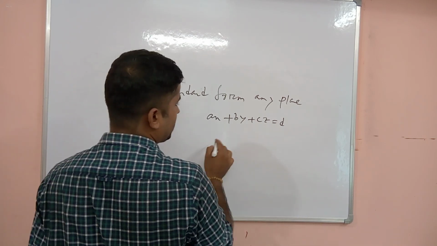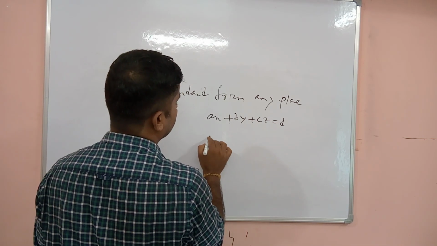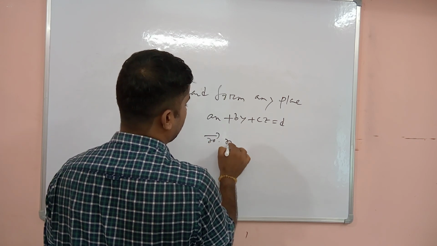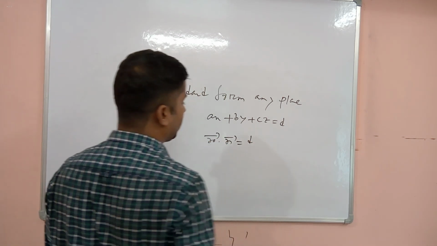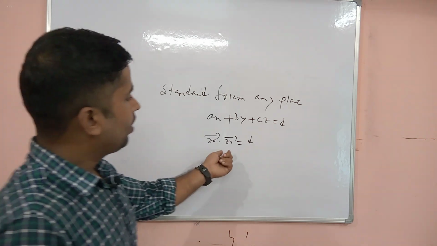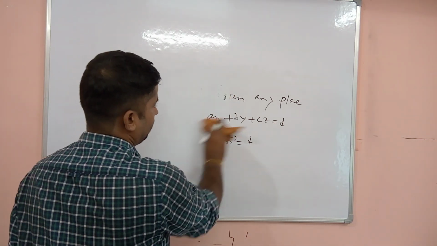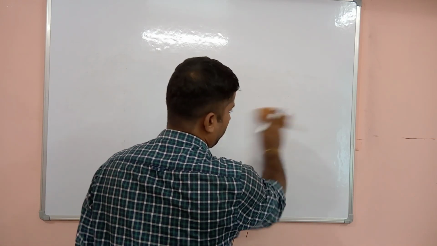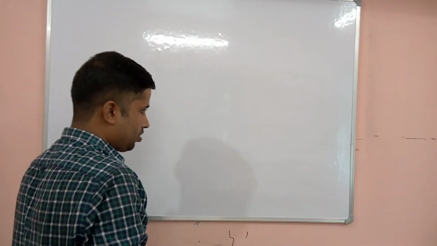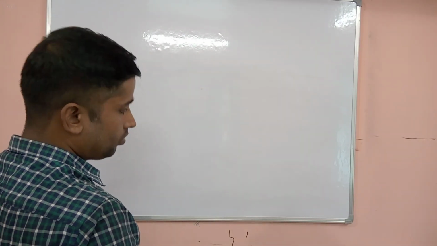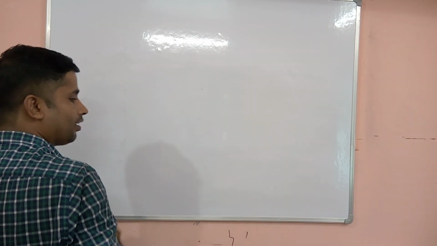Or we can express it as r dot n is equal to d. It is its vector form. So hopefully, so far there is no problem. Okay, so now I shall go to do a few sums.